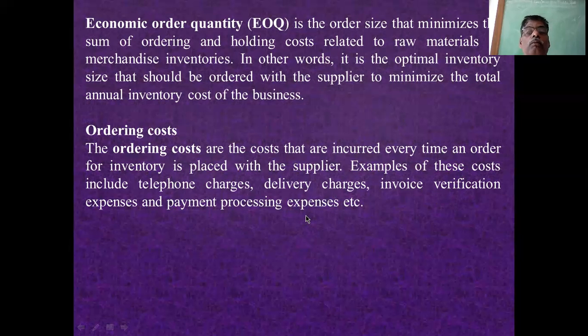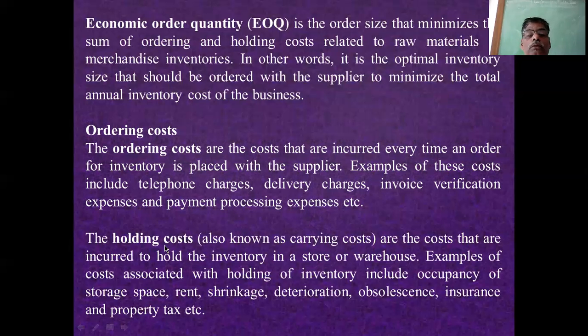Okay, once you place the order, telephone expense may be there. The supervisor or purchase manager's time will be spent. Then delivery expenses means purchase expenses, invoice verification expense is there, processing expense means for payment of supplier's amount, you have to pay the bank charges, like that. Ordering cost is there. This is ordering cost.